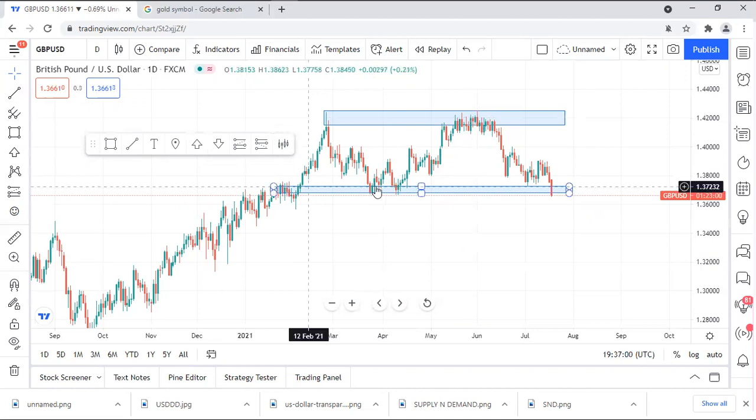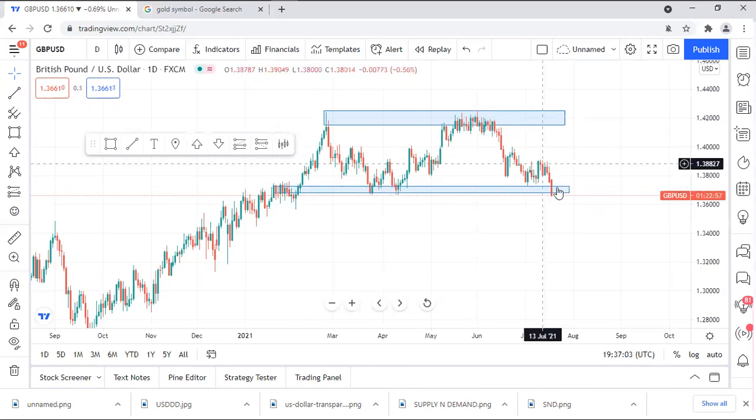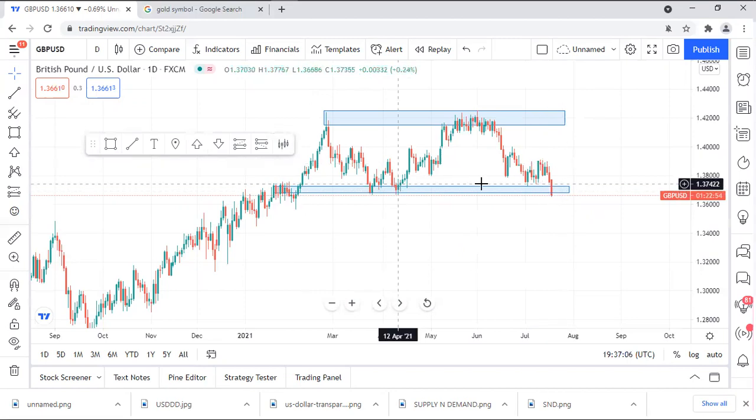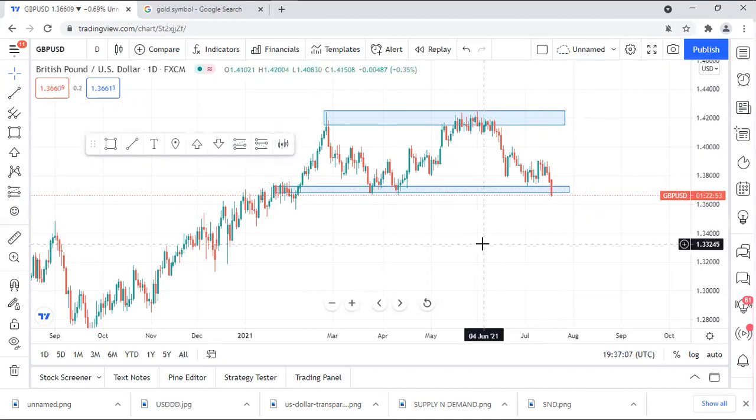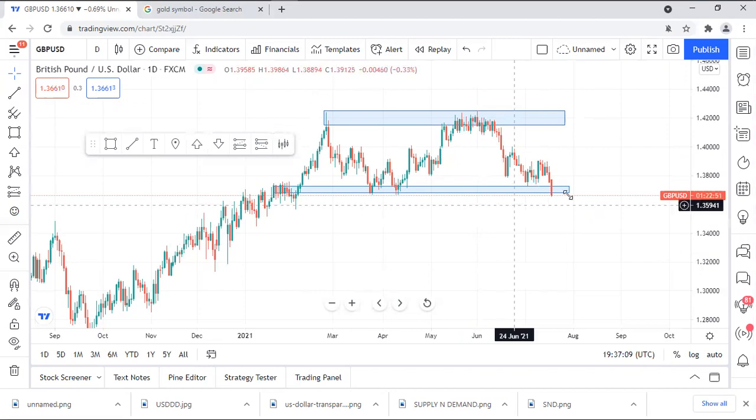And it's 1, 2, 3. It came here again, touched and went back up. But now this has been tested many times. So we expect that anytime the price can be pushed further down, because this zone has been tested so many times. So it's no longer as strong as it has to be.